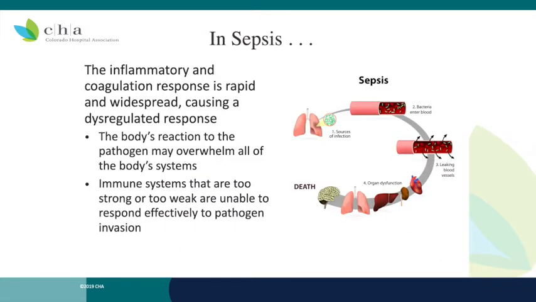So, in continuing our analogy with anaphylaxis, sepsis, if unrecognized, can very quickly progress to death. The inflammatory and coagulation response is rapid and widespread, and it causes a dysregulated response. The body's reaction to the pathogen may overwhelm all the body's systems, and that's going to lead to organ failure and eventually multiple organ dysfunction syndrome, otherwise known as MODS, and that's pretty much a death sentence.